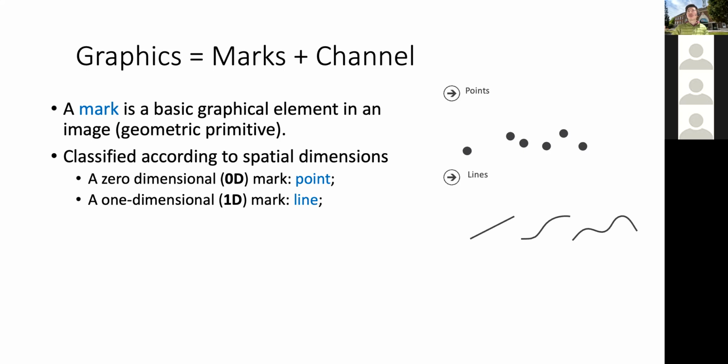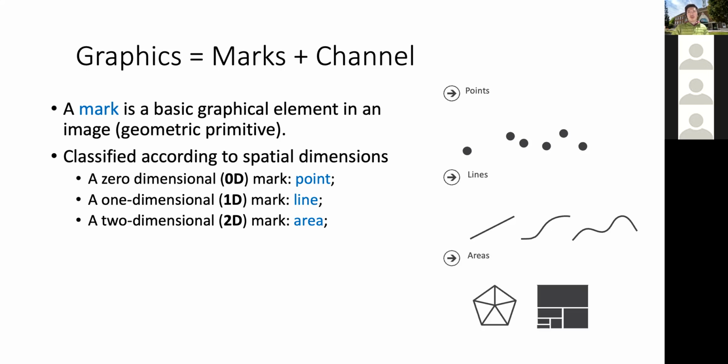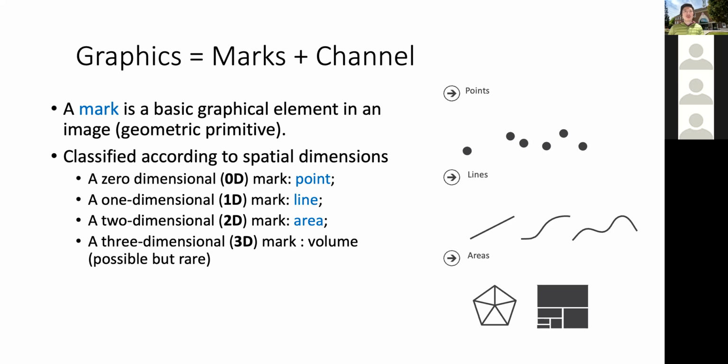The area of something, maybe? Yes, exactly. The 2D dimension will be called area, because this area can potentially have different shapes and sizes. And finally, you're going to have a 3D mark. These are the 3D shapes, like a cube or sphere. These are rare, and we're going to explain why that's the case a little bit later on.